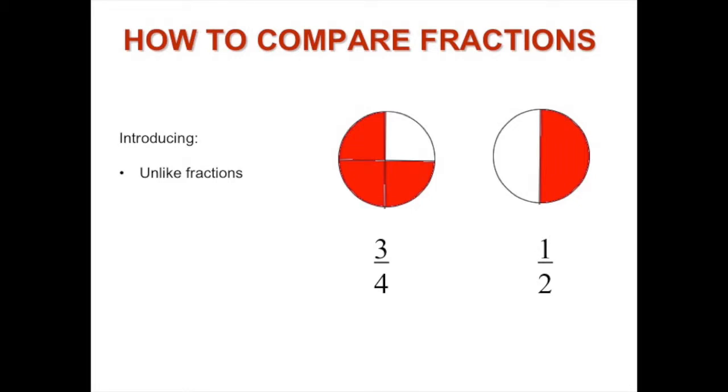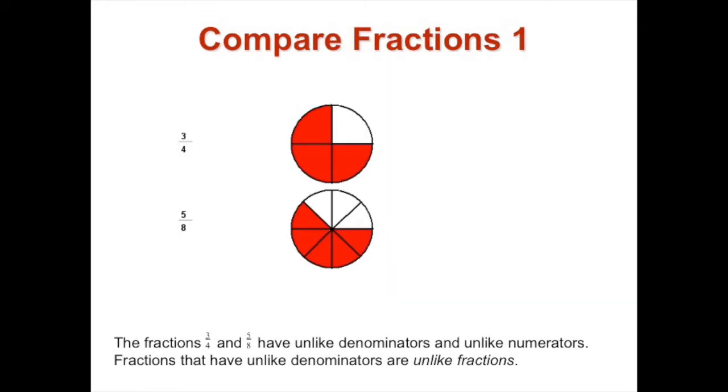How to compare fractions. Introducing unlike fractions. Compare fractions 1. The fractions 3/4 and 5/8 have unlike denominators and unlike numerators. Fractions that have unlike denominators are unlike fractions.